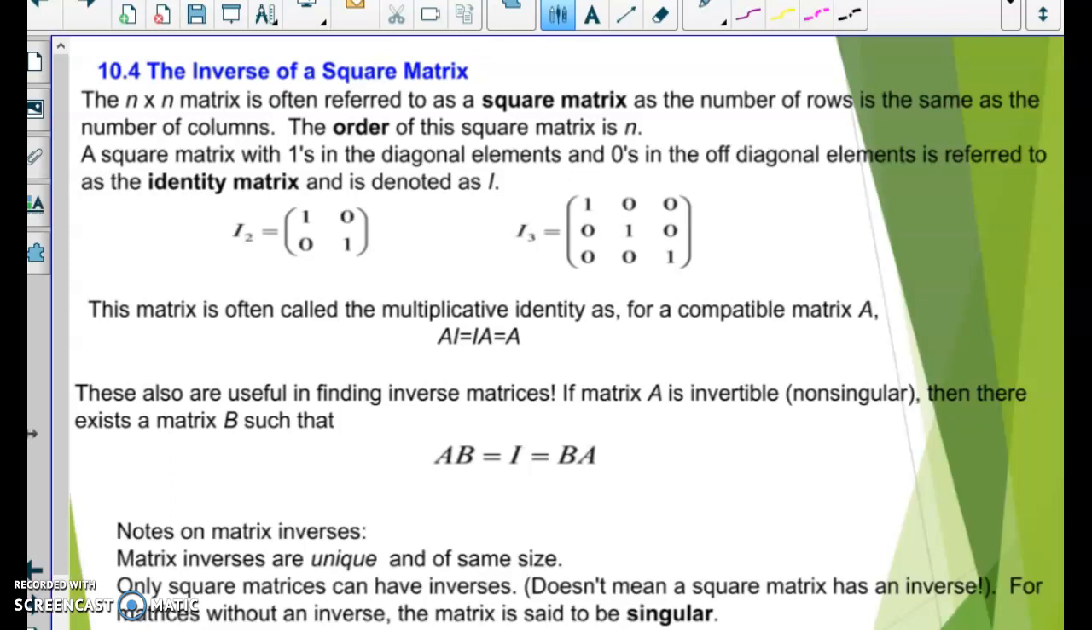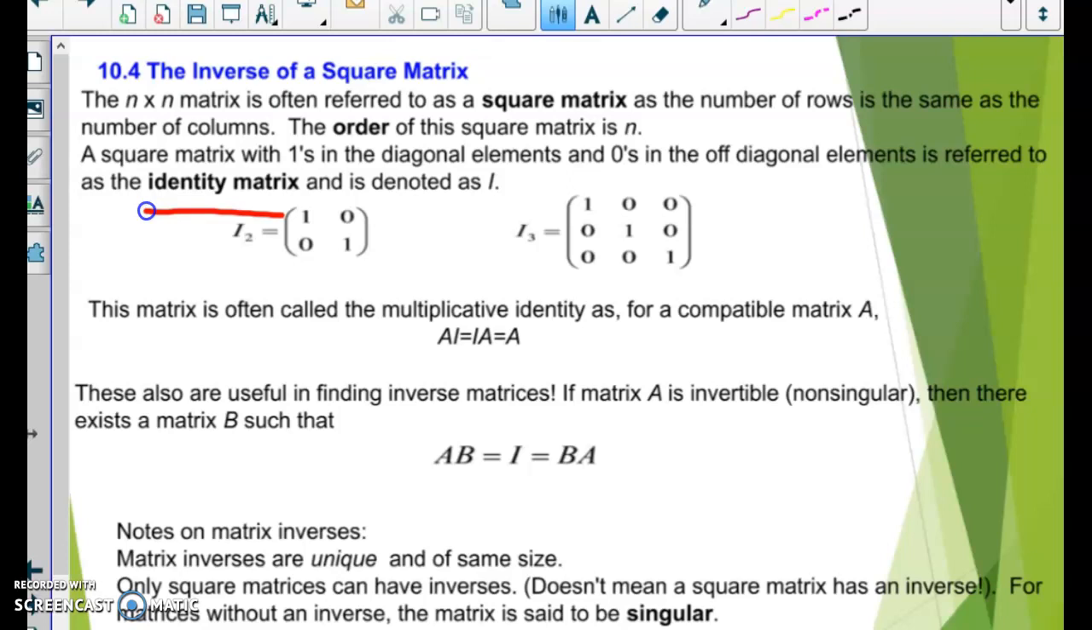So, inverses of square matrices. The n by n matrix, so 2 by 2, 3 by 3, 4 by 4, is often referred to as a square matrix, as the number of rows is the same as columns. The order of this square matrix is n. A square matrix with ones in the diagonal and zeros everywhere else is referred to as the identity matrix and is denoted by I.